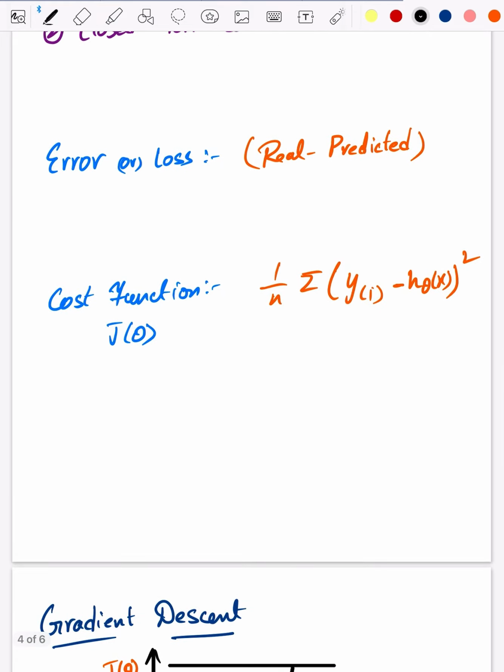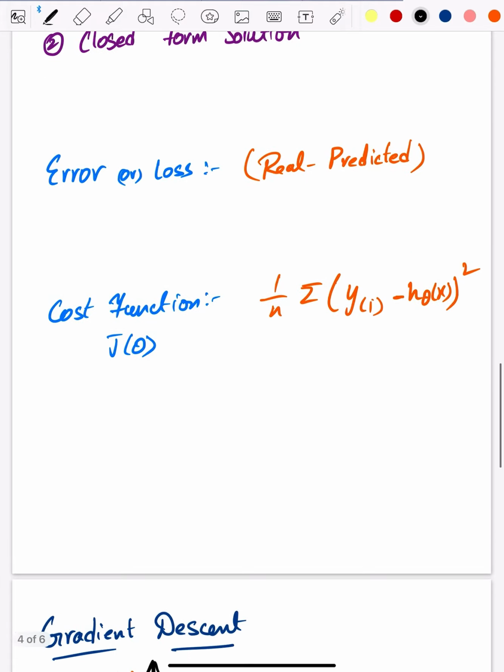You might get confused by seeing all the squares, the division by n and the summation and all. So let me explain in simple terms. What happens is you take the difference.